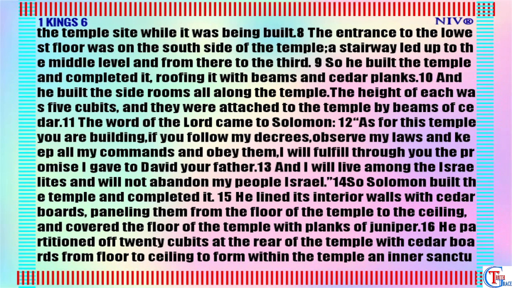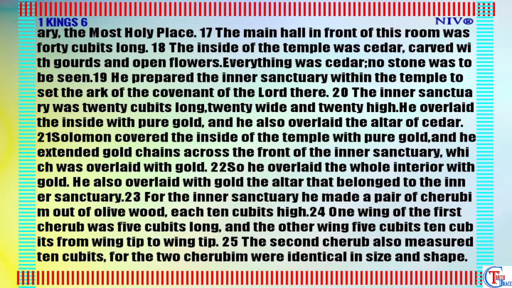So Solomon built the temple and completed it. He lined its interior walls with cedar boards, paneling them from the floor of the temple to the ceiling, and covered the floor of the temple with planks of juniper. He partitioned off 20 cubits at the rear of the temple with cedar boards from floor to ceiling to form within the temple an inner sanctuary, the most holy place. The main hall in front of this room was 40 cubits long.